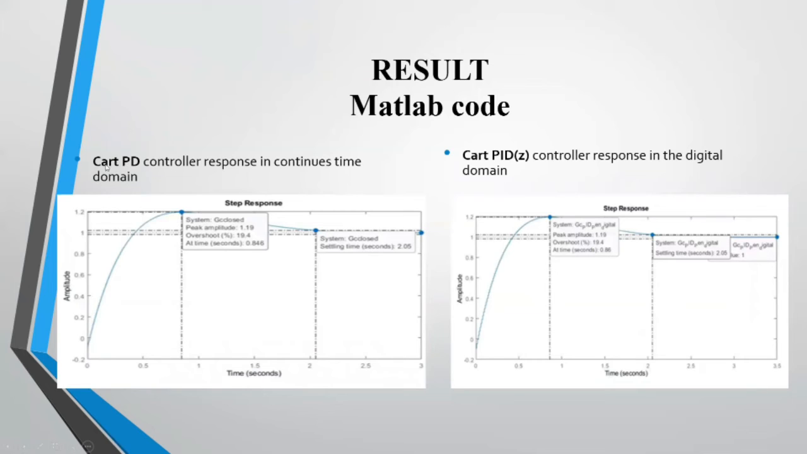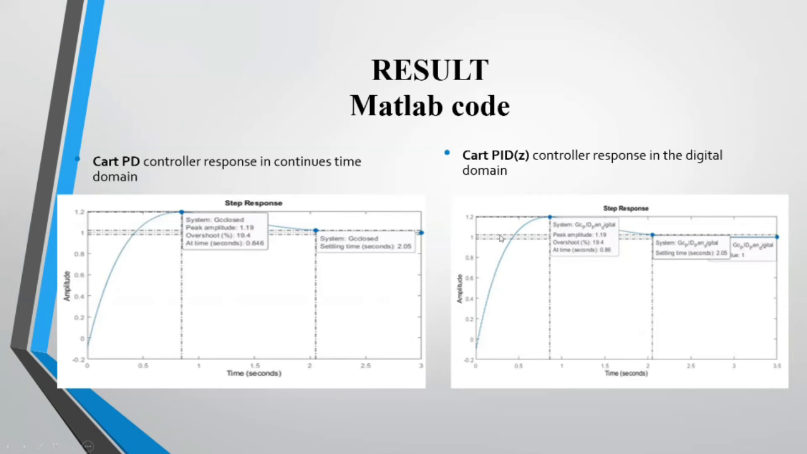For the chart PID controller, we follow the same steps. We obtain the system response in continuous time. In the first graph, we can see we have an overshoot of 19.1, a peak at 1.19, and a settling time of 2.05.